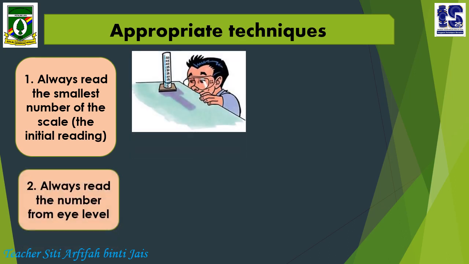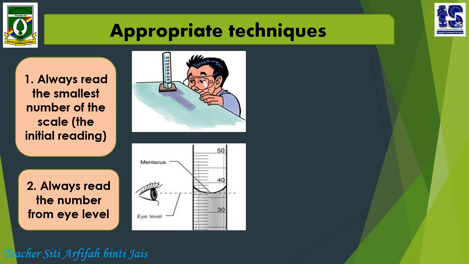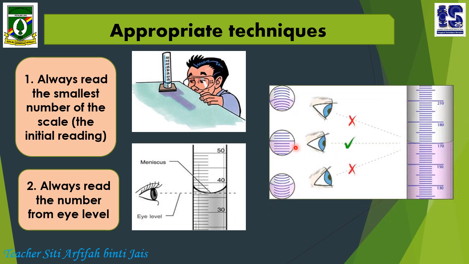Next, always read the number from eye level. What does it mean by eye level? Especially when you are going to measure the volume of liquid using a measuring cylinder, your eye level must be parallel with the meniscus of water. This is the correct eye level.